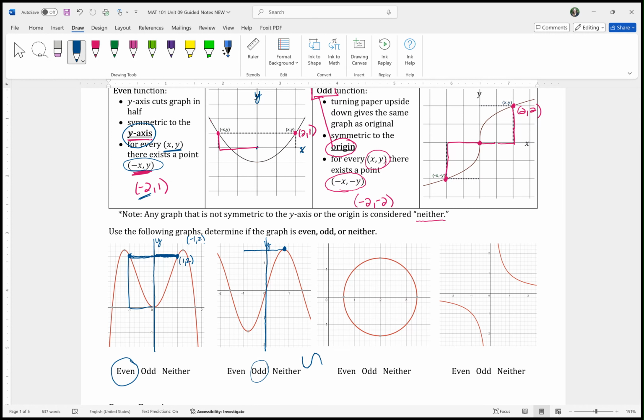But we can also do one other check. Let's just say a point, I don't really know, 1, 2, 3, 4, 5. So let's say 0.8 and 1.5. Do I have negative 0.8 if it's odd? Remember, both are changing. Negative 0.8 and negative 1.5.